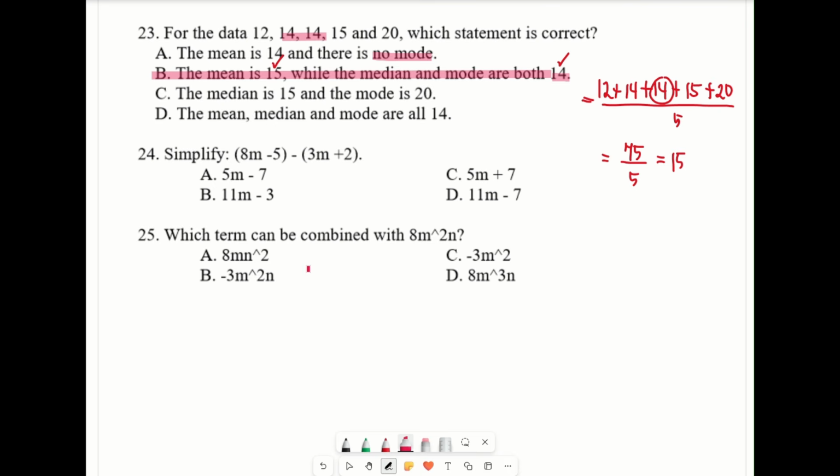Next 24, simplify 8m minus 5 minus 3m plus 2. So we got 8m minus 3m, that is 5m. Then we got negative 5 minus positive 2, that is negative 7. Okay, so we got letter A. Which term can be combined with 8m squared n? Okay, so this is 8m squared n. So we can only combine it with similar term. Okay, so similar with it is letter B, m squared n.